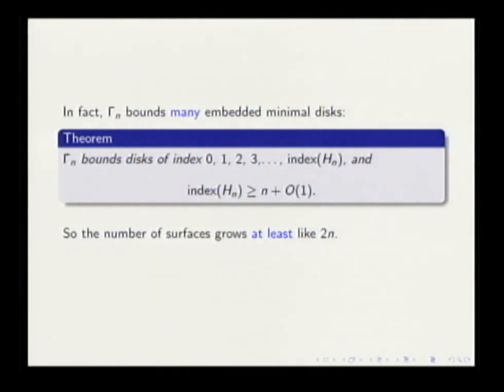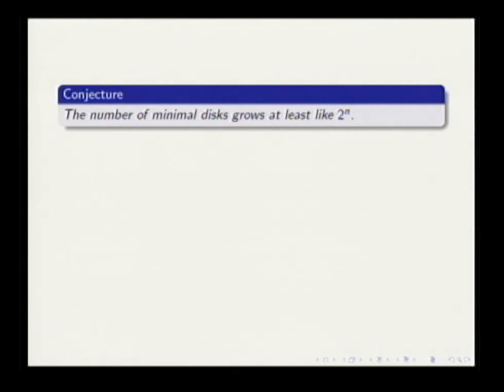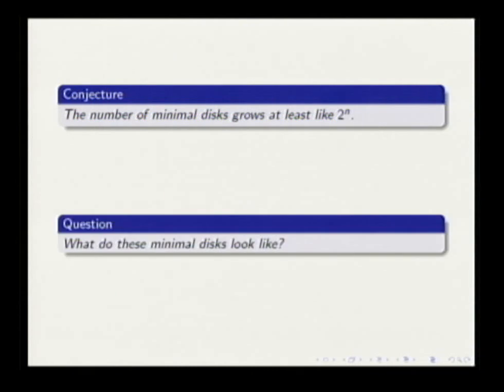In fact, I think it grows much faster than that. So I would conjecture that the number of minimal embedded disks grows at least like 2 to the n. I have a kind of heuristic argument for why that should be true, but I think it would be quite a challenge to prove that. I think it's quite an interesting problem to try to prove a bound like that. So we see when n is large, this bounds lots and lots of minimal embedded disks.